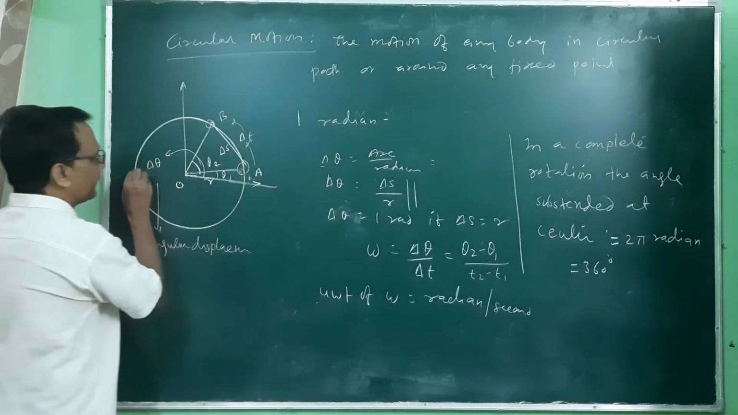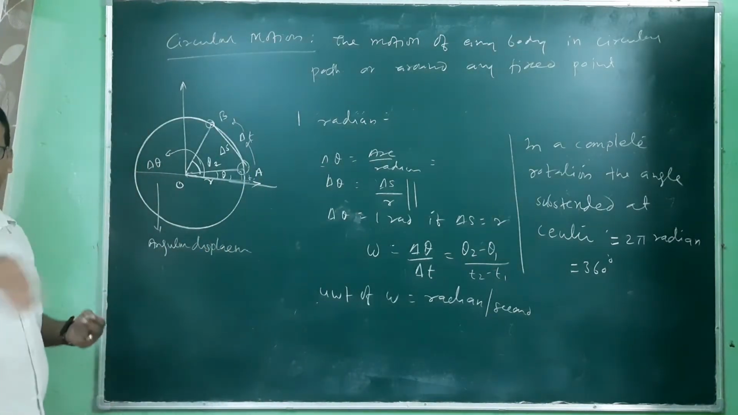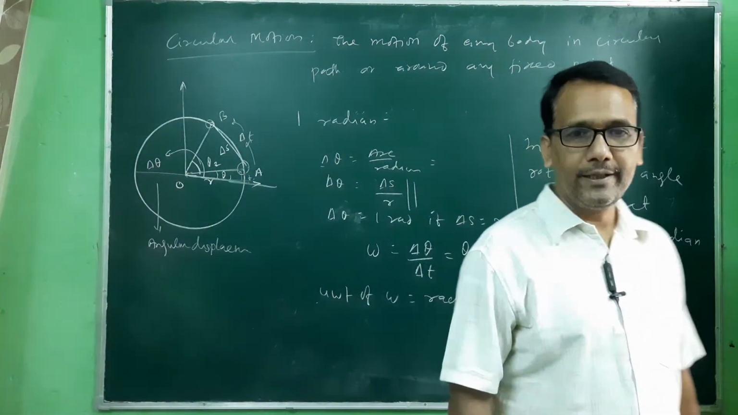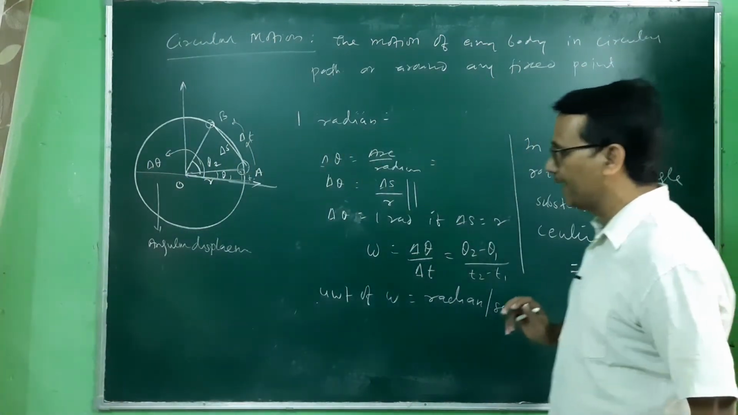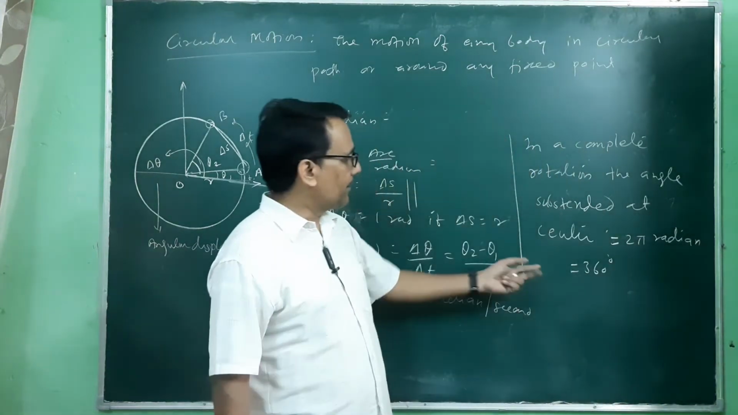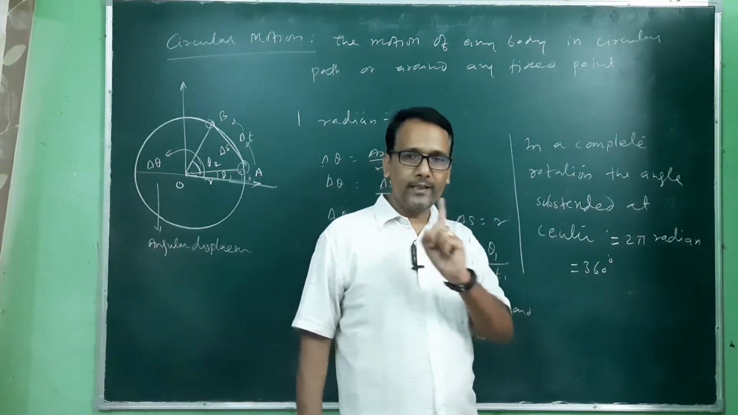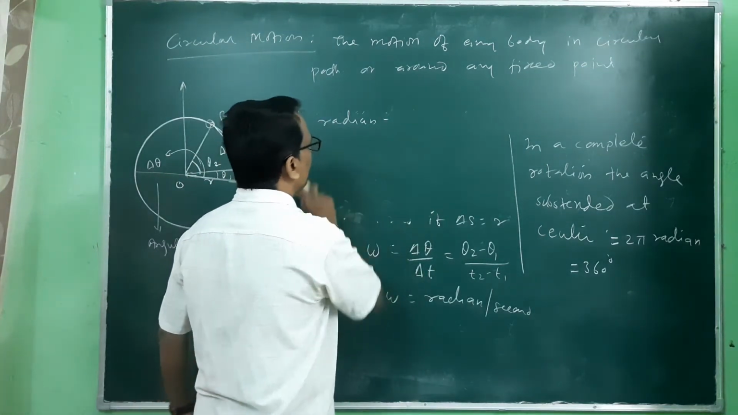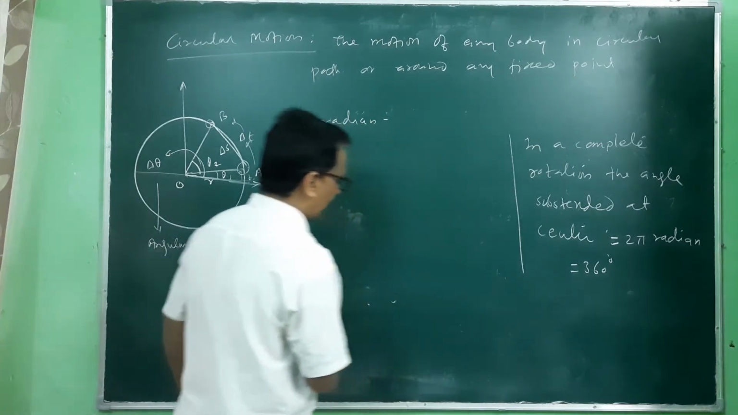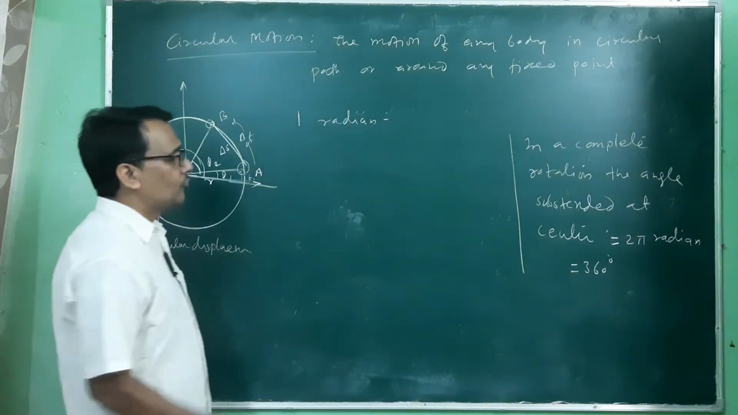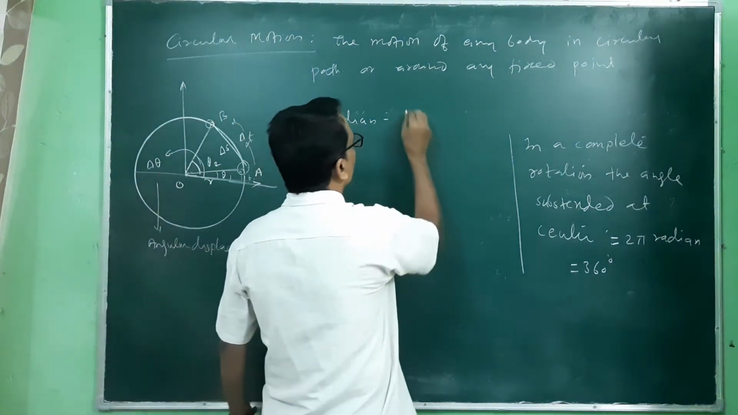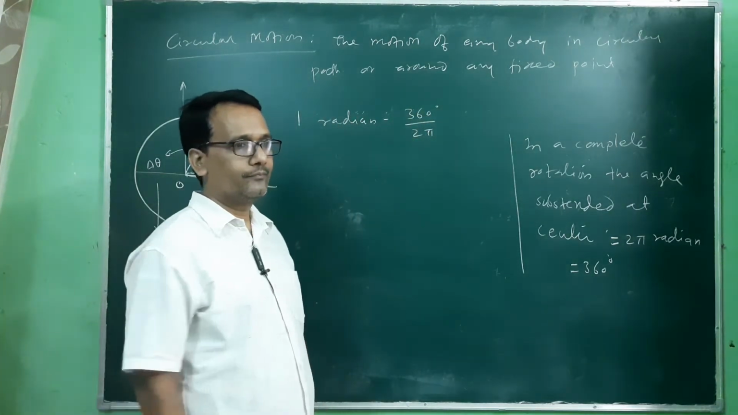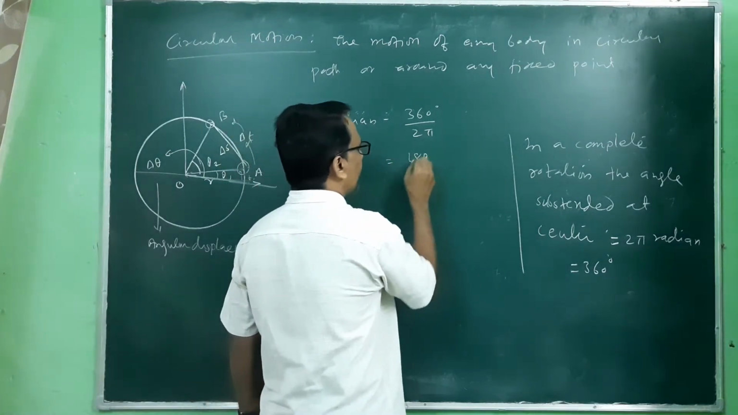So if this is a straight line, then in the upper side there is 180 degree, and then in the lower side there will be 180 degree. So the total angle subtended, in degrees, is 360 degree. So this 360 degree is equivalent to 2 pi radian. So one can calculate that 1 radian is equal to 360 degree by 2 pi, and this is equivalent to 180 by pi.